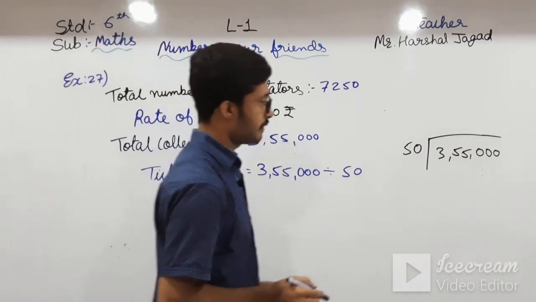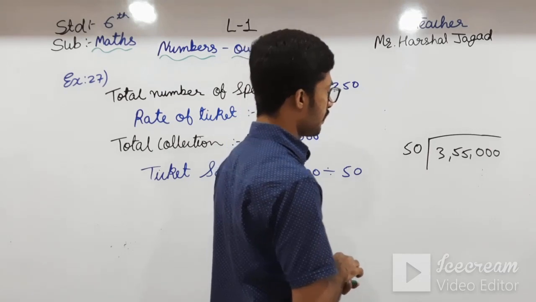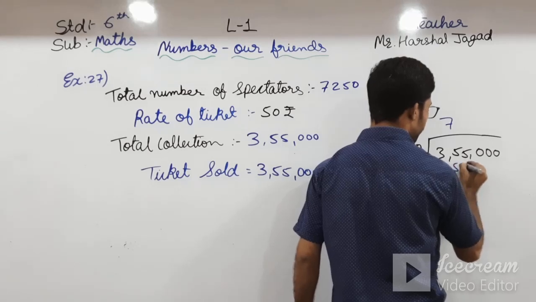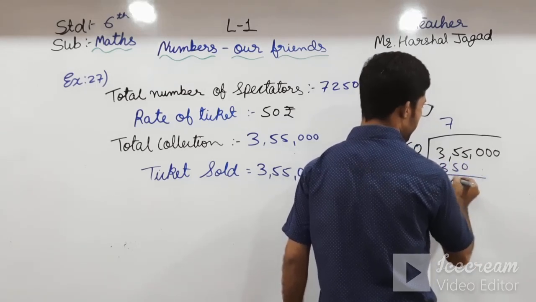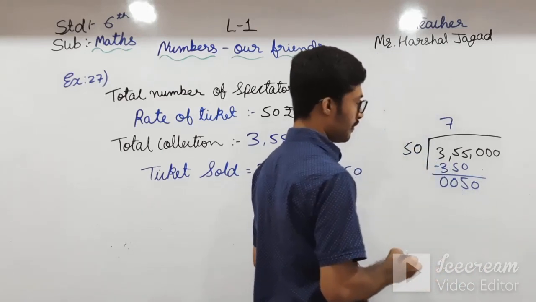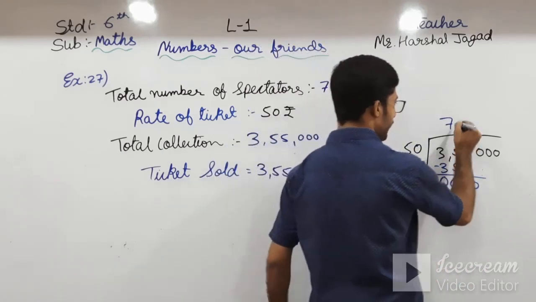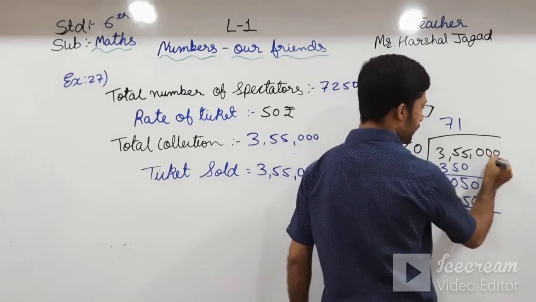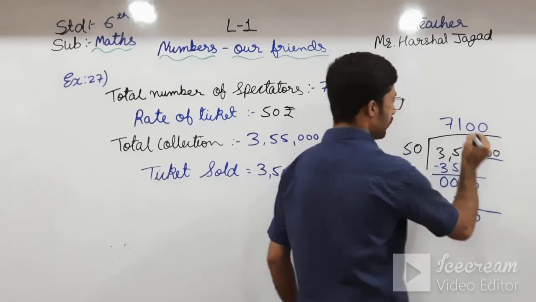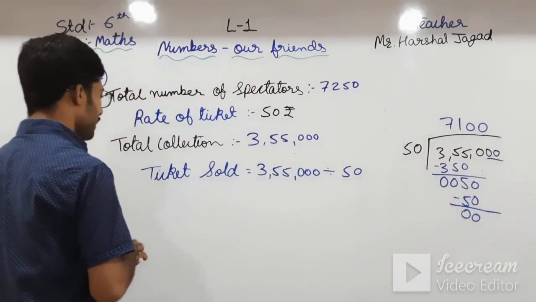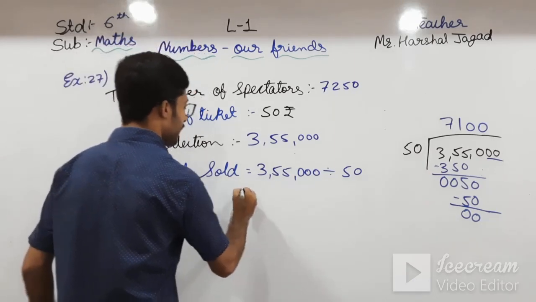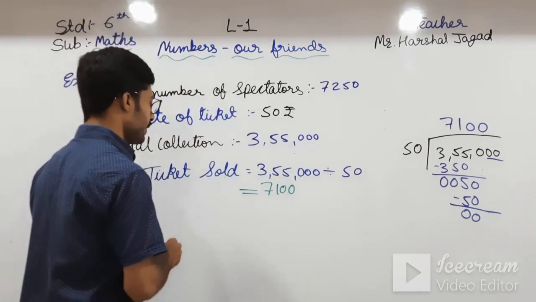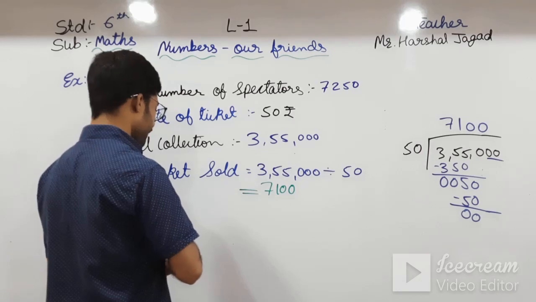Have you done, students? 57s are 350, so 0050. Okay students, then 51s are 50, that is 00, and how many zeros remaining? 2 zeros, so 0 0. This will be the answer. This many tickets are sold, so the answer is 7100. This many tickets are sold.